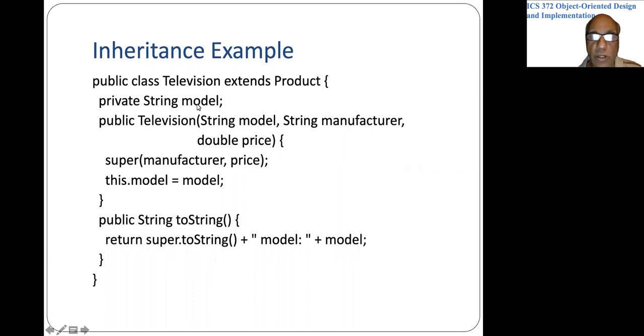After you have called the superclass's constructor, the model field is initialized. So this dot model is taking the value of the parameter model.